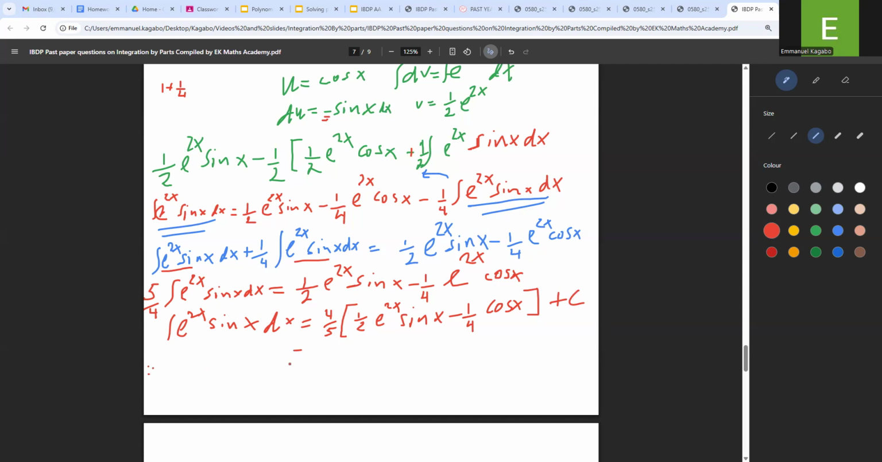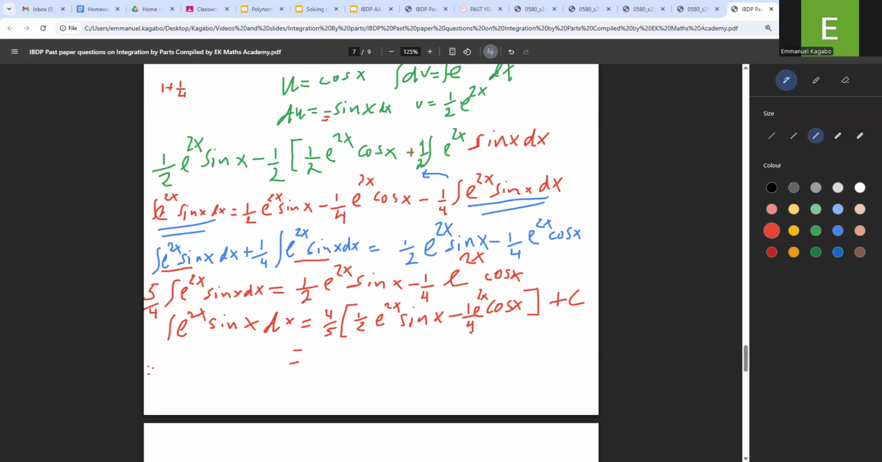So the final answer will be, if you do the question without wasting my time, opening the bracket. Oh, there's e power 2x, guys. So e power 2x is common. I can factorize that. Let me see the way to simplify that.